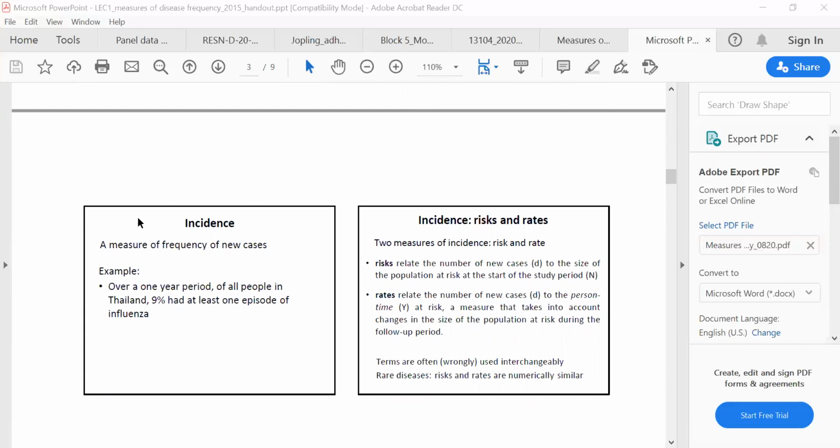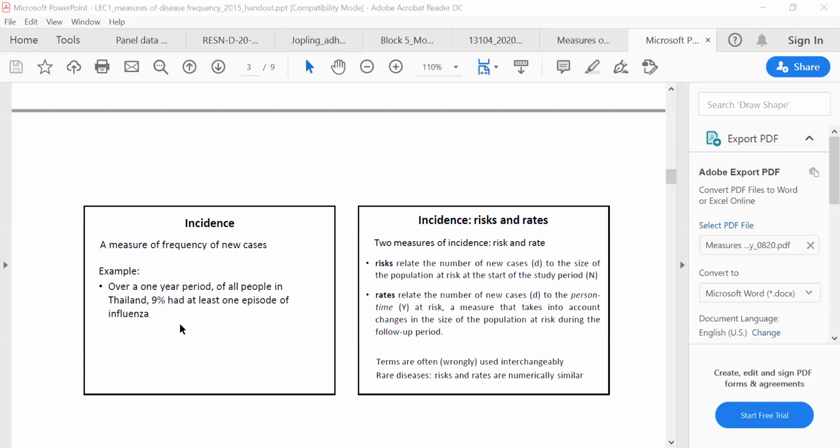Then if you go now to the next parameter of measure of frequency, which is incidence. As we say, incidence is the frequency of new cases. Existing cases, that's prevalence. New cases, that's incidence. And so this is an example now. Over a 1 year period, of all people in Thailand, 9% had at least one episode of influenza. So we are saying over a period of a year, how many new cases did we have? 9% had at least one episode. So remember, there's the element of new episodes, people developing influenza.